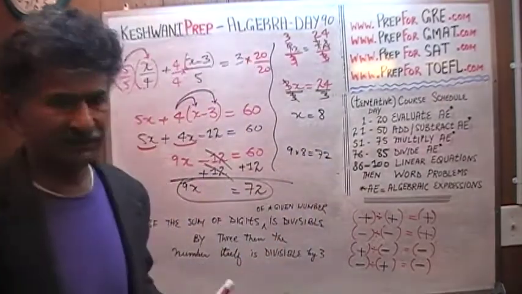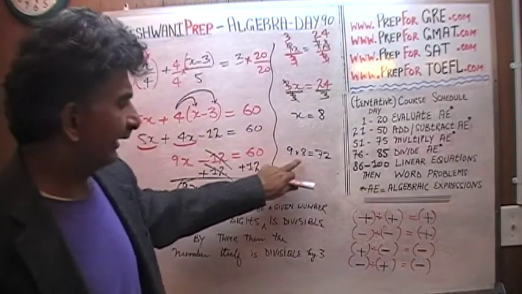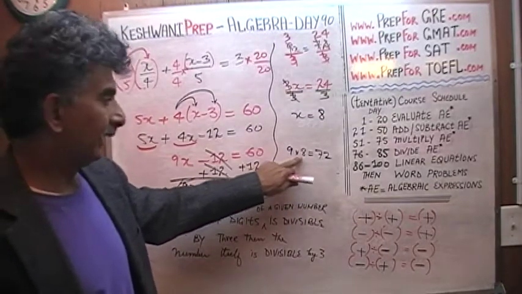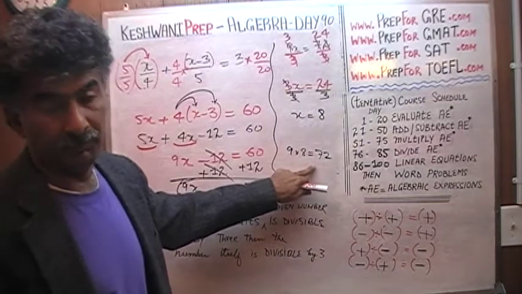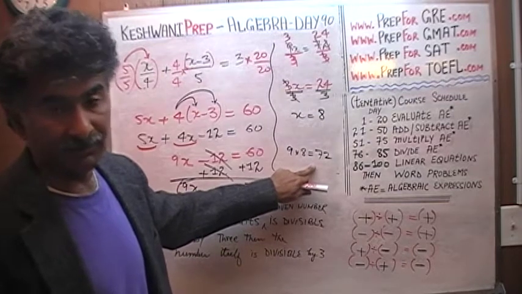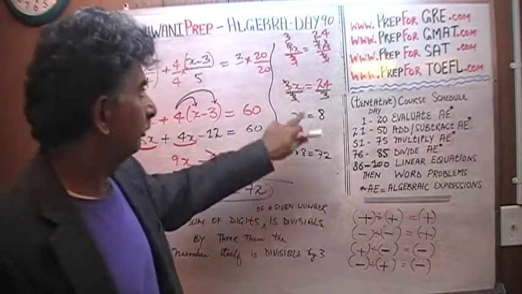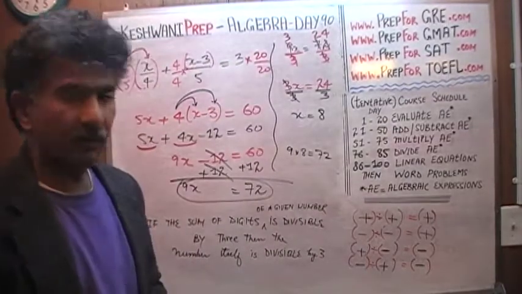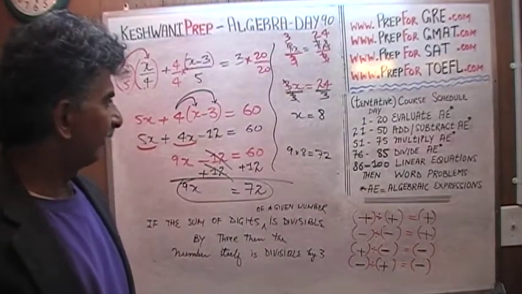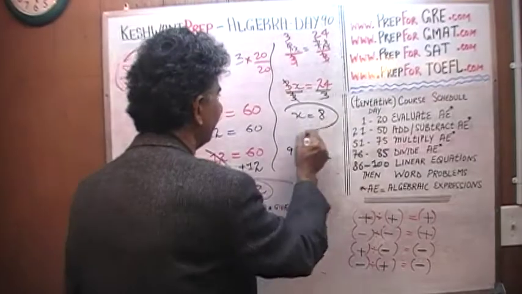And how do I know 9 8s are 72? Because 10 8s are 80. So if you were to take away one 8 from 80, it would be 72. We could have divided directly by 9; I didn't have to go in 2 steps. But anyway, the answer is x equals 8.